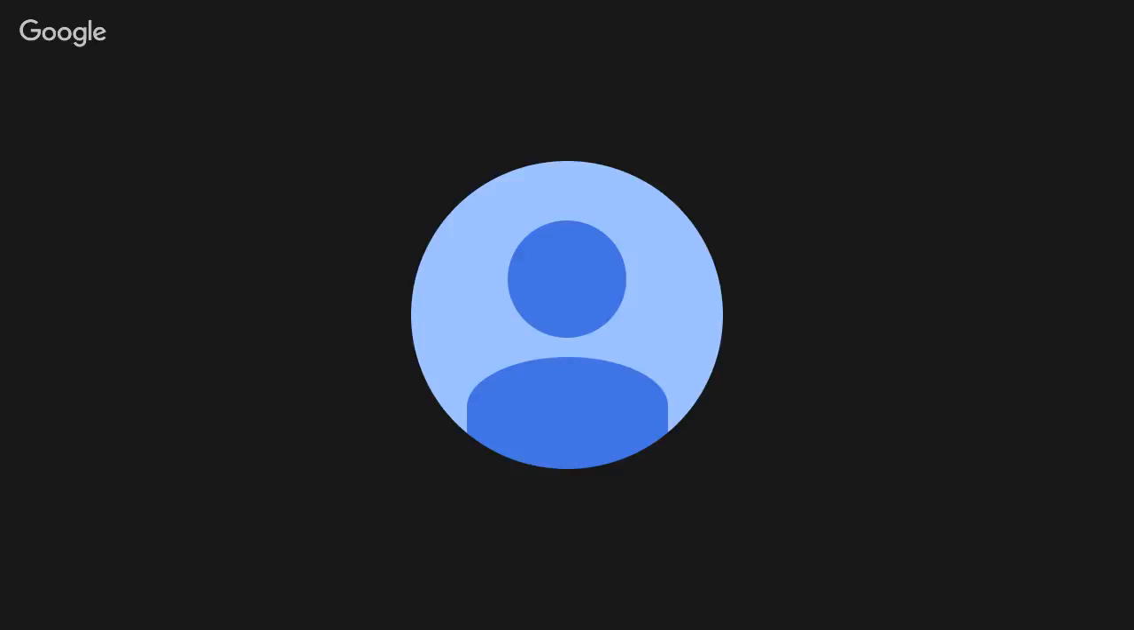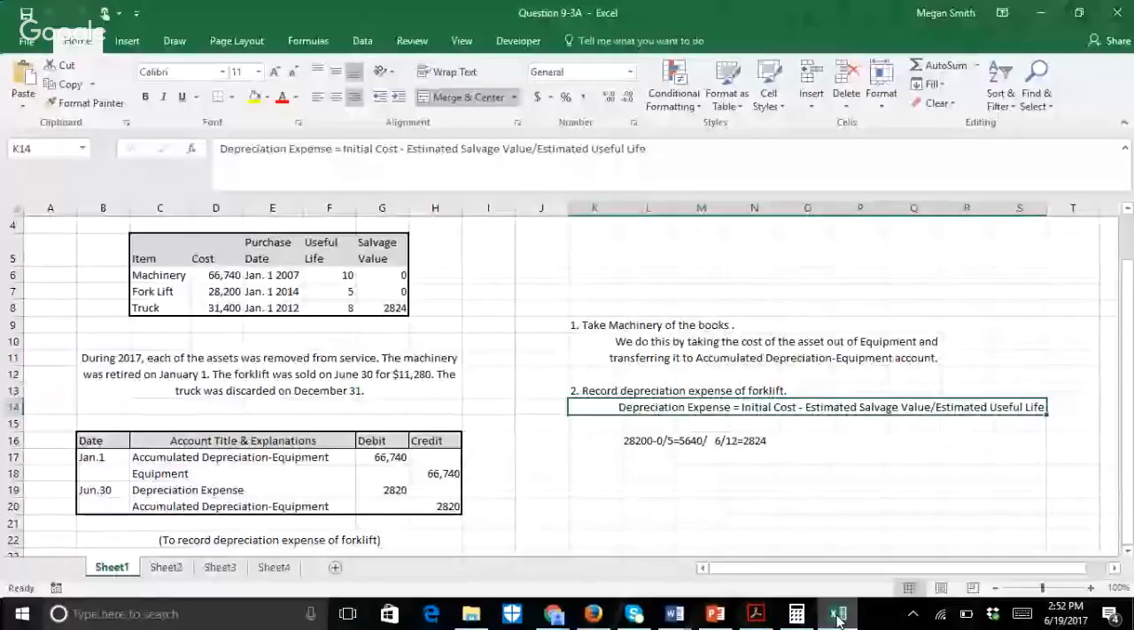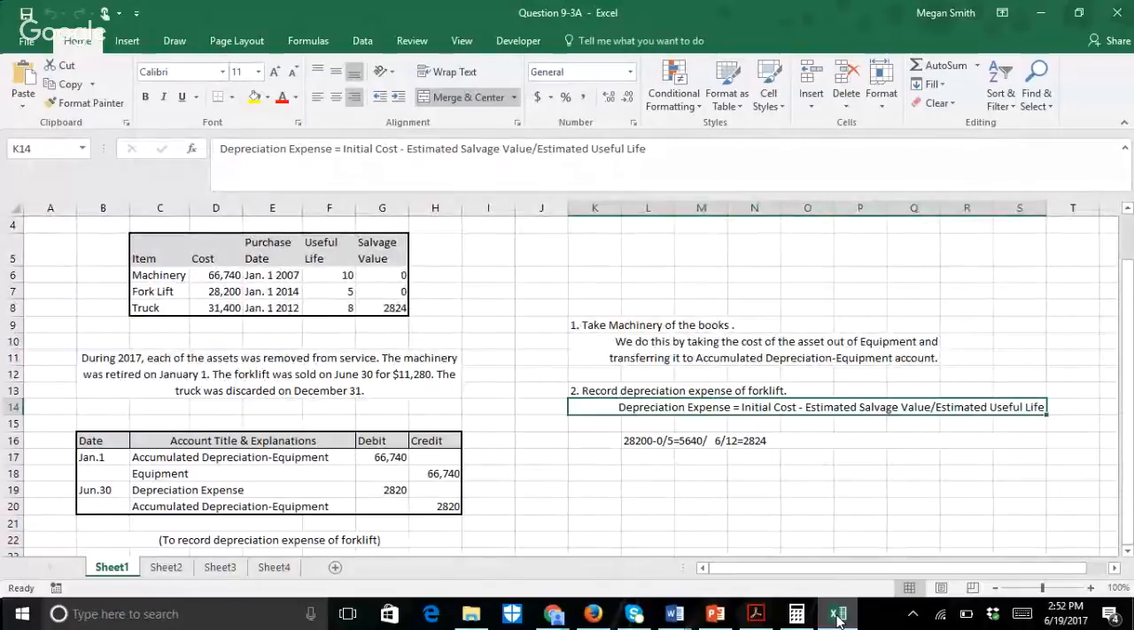I've broken the problem down into 4 different sections. Let me make sure my screen is sharing. Okay, here we go. Here it shows a company's machinery that it has. And this says during 2017, each of the assets was removed from service.